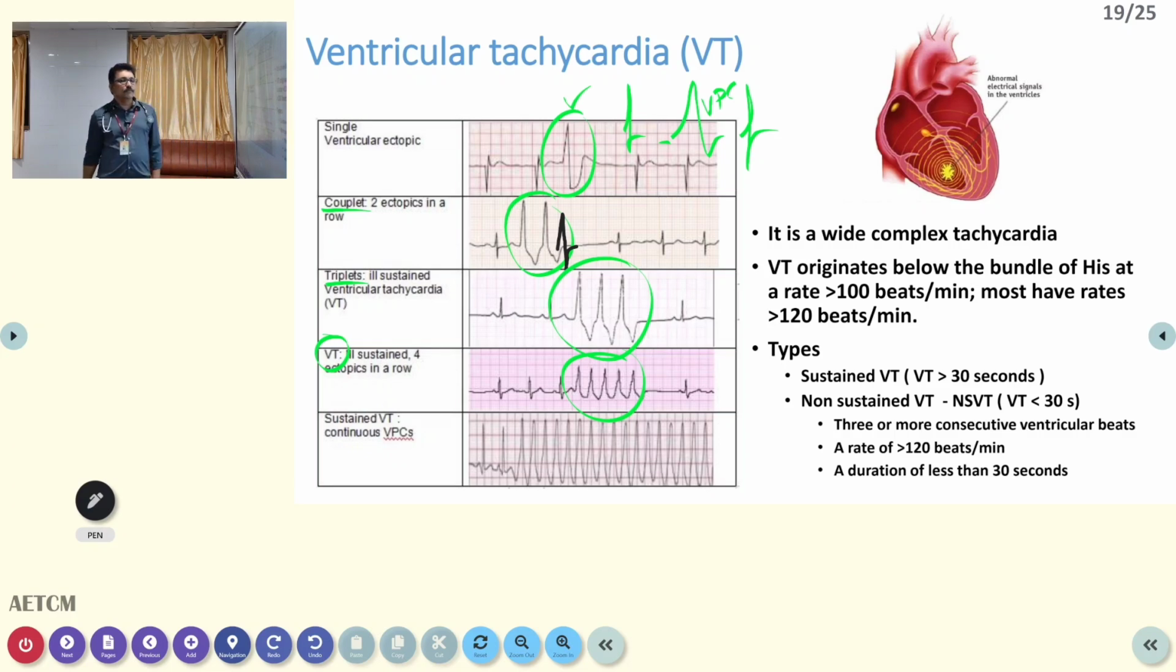Now, if the wide complex tachycardia sustains more than 30 seconds, you can call it sustained VT. If it is less than 30 seconds, you can call it non-sustained VT.